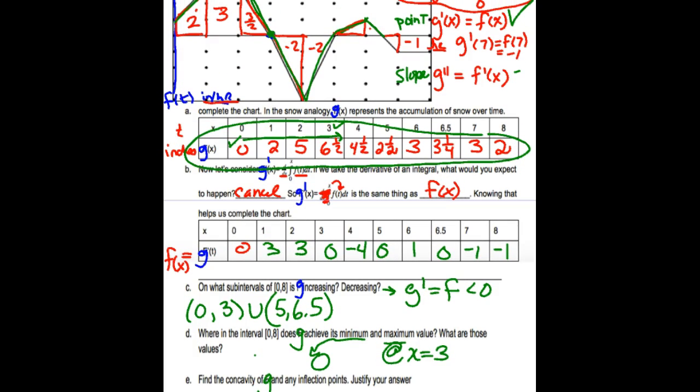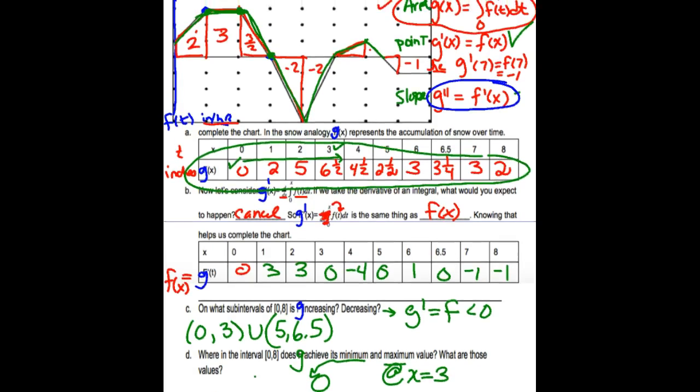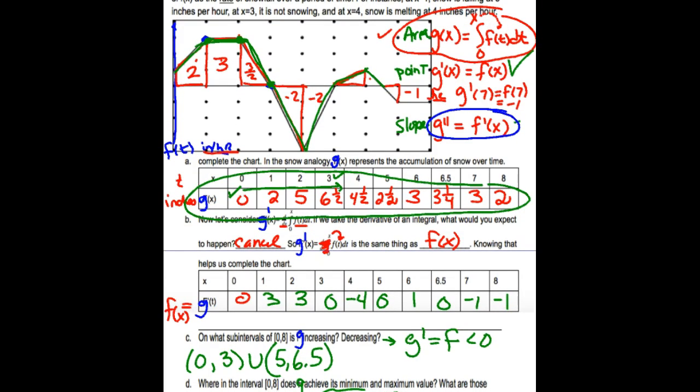So when I'm talking about concavity, I'm talking about the second derivative of G. But G double prime is F prime. So I'm looking at the slopes on this graph. The slope is positive, so it's concave up. Slope is 0. Concave down this whole region here. So because the slopes on F are negative, concave up, concave up, concave down, and 0.